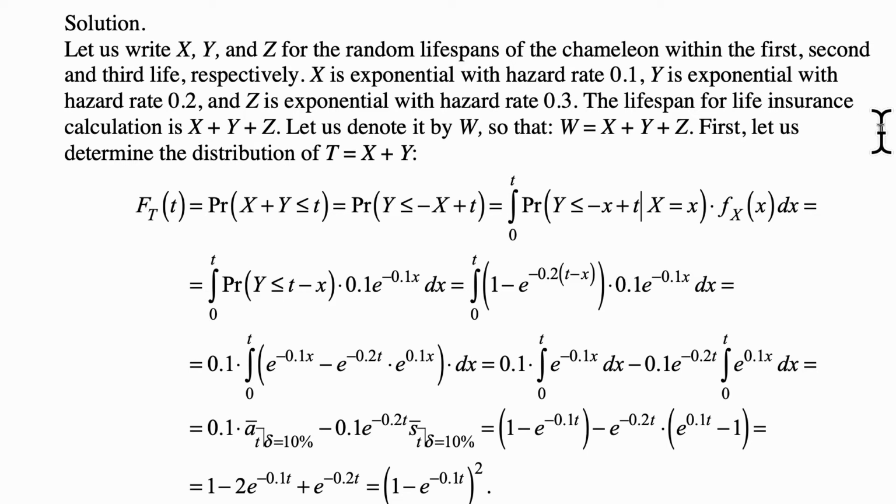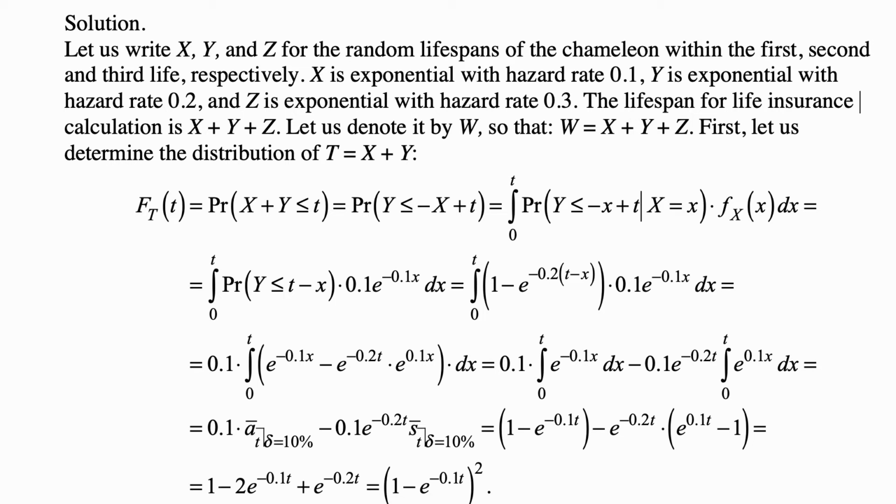And we use the CDF technique. So F sub T of t is the probability that X plus Y is less than or equal to t, which is the probability that Y is less than or equal to minus X plus t, which is the integral from 0 to t of the probability that Y is less than or equal to minus x plus t, given that X is equal to x, times f sub X of x dx. So basically we take the integral over the area where Y is less than or equal to minus X plus t.